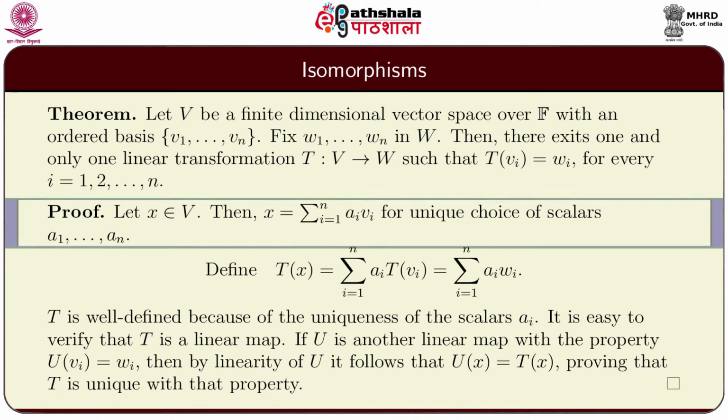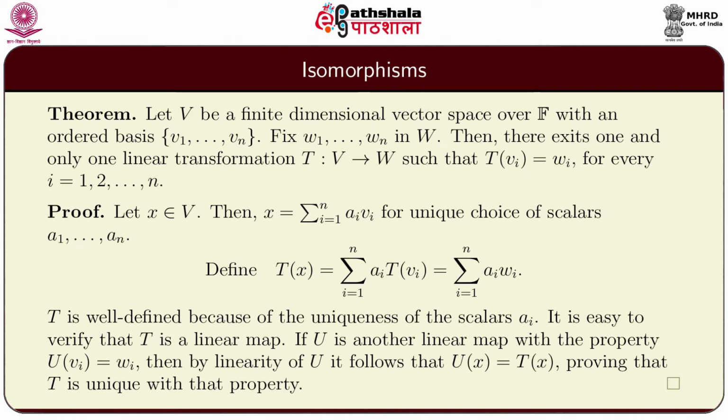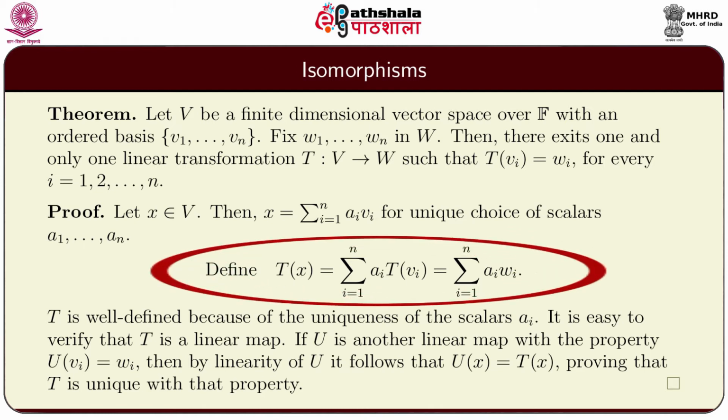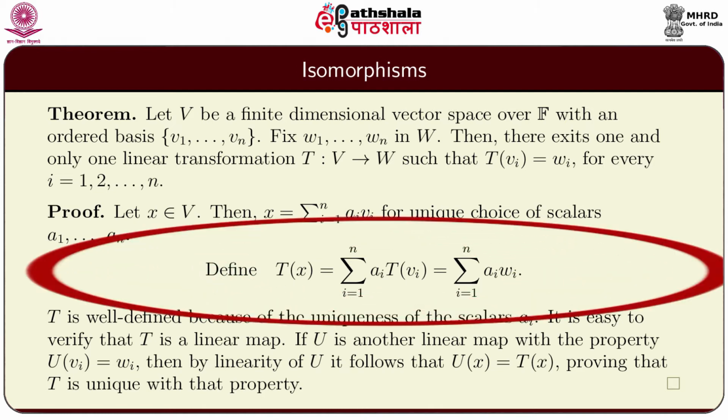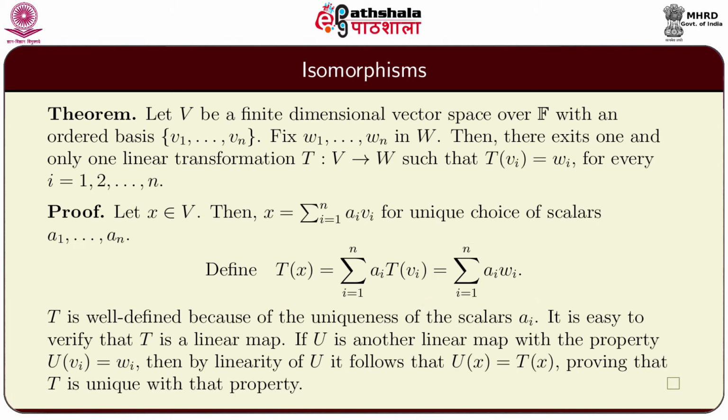Proof: let x be a vector in V, then x can be written as a linear combination of the basis vectors Vi. So x is equal to summation i equal to 1 to n ai Vi for unique choice of scalars a1 to an. That is because V1 to Vn is a basis for V. We define T of x is equal to summation i equal to 1 to n ai T Vi, and T Vi is Wi, so it is summation i equal to 1 to n ai Wi.